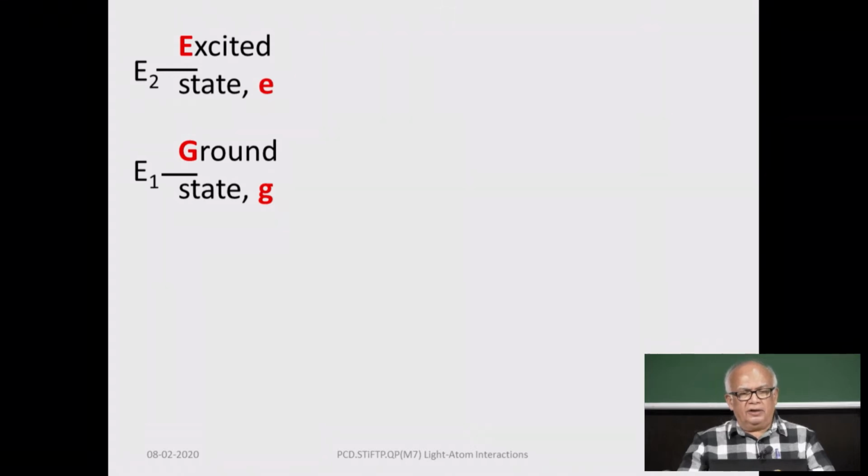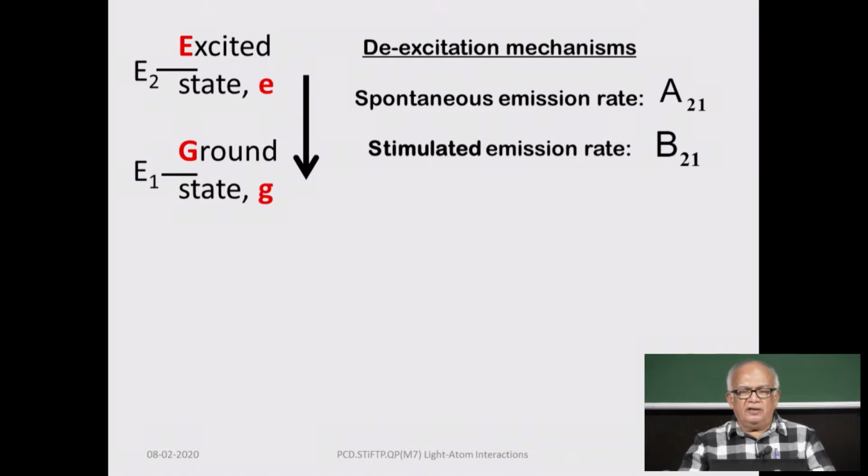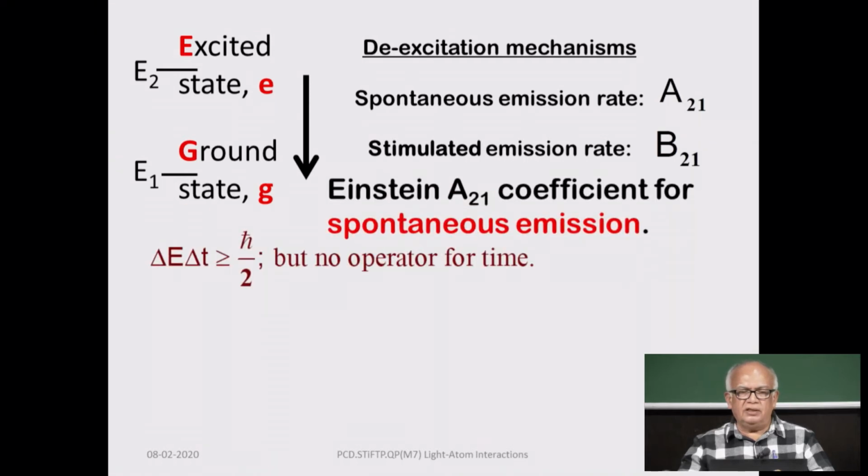So, you have two states, the ground state and the excited state, and if the atom is originally in an excited state, then it could come down to the ground state not just by one mechanism, but two mechanisms. There is one which is intuitive, the other which is not, which needs Albert Einstein. Okay. So, one is the spontaneous emission and the other is the stimulated emission.